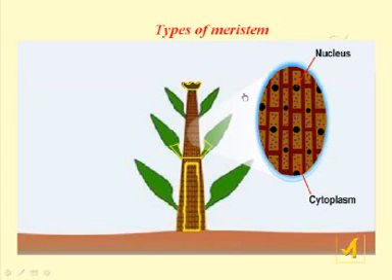Now the characteristic features of meristematic cells. The meristematic cells may be round, oval, polygonal or rectangular in shape. They are closely arranged without intercellular spaces. They have dense cytoplasm with a large nucleus, and smaller vacuoles which are scattered throughout the cytoplasm. Their cell walls are thin, elastic, and made up of cellulose. These are the characteristics of meristematic cells.